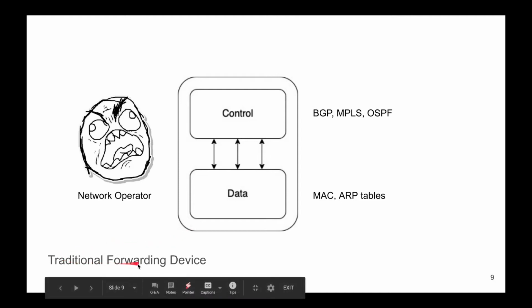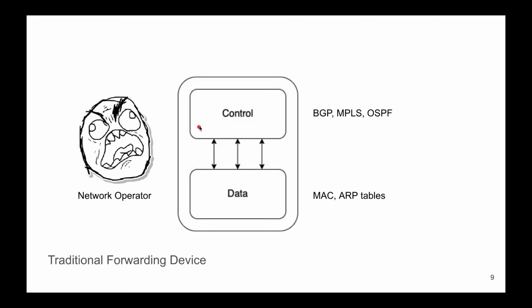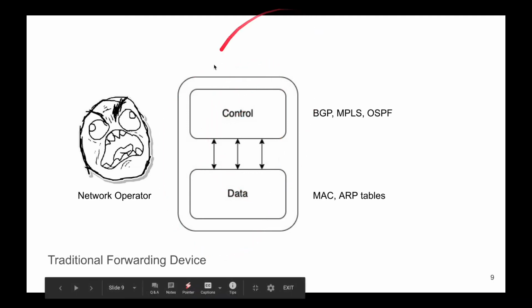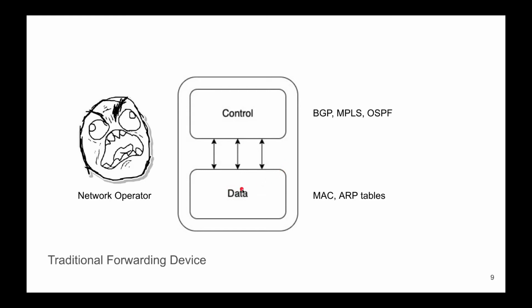So consider a traditional forwarding device. Traditional network nodes have a data plane and a control plane both within a single physical system. The data plane handles packets based on the information stored in tables like the MAC and ARP tables. Execution instructions in the data plane originate in the control plane. The control plane communicates with other nodes in the network by running distributed protocols like BGP, MPLS, and OSPF.